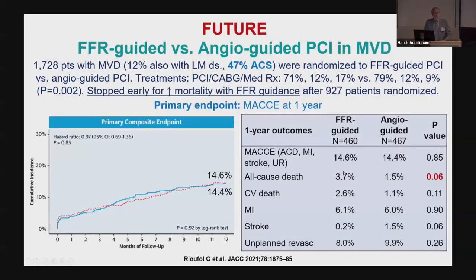So this was the FUTURE trial, which people actually discounted. It was 1,728 patients with multivessel disease, half of whom had acute coronary syndromes, randomized to FFR versus angiographic guided lesion selection. And this trial was actually stopped early because of increased mortality in the FFR guided arm. Now, maybe it shouldn't have been stopped early because when they finally got all the data in, the p-value was only 0.06 for mortality, but there was absolutely no benefit of FFR-guided lesion selection in this study.